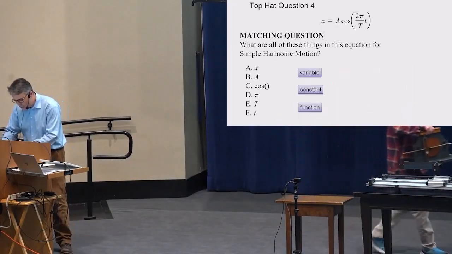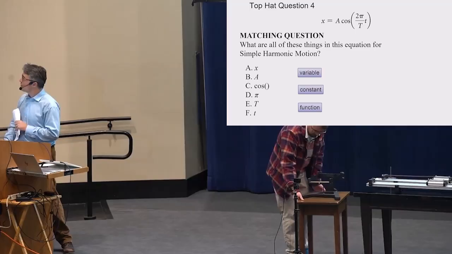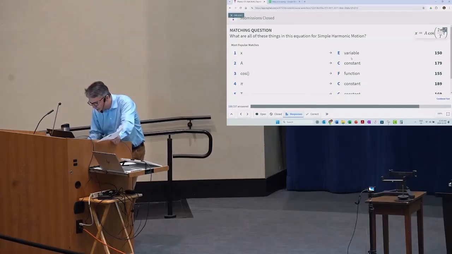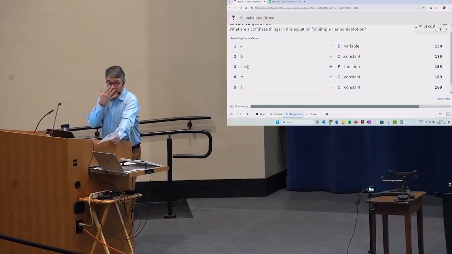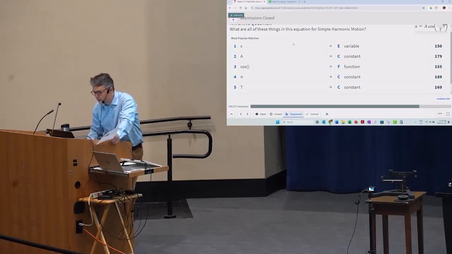This one's a matching question. You're picking which of these things are variables, which are constants, and which are functions. Okay, x is a variable because it changes with time. A is a constant because it's the amplitude, and it actually can change with time if it's not simple harmonic motion, like if it's damped motion, so that in real life these oscillations will slow down after a while and stop. But in this equation, it's a constant.